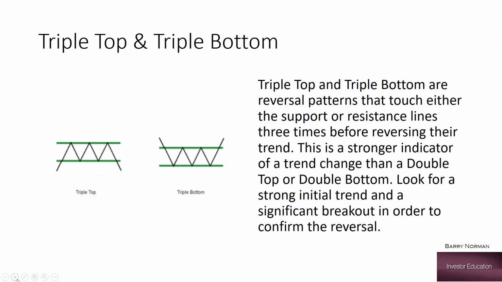Now, double tops and double bottoms are very, very common. Most traders notice them, but they don't trade from them because they do occur so often. But a triple top and a triple bottom become very rare. They are very rare happenings when you can actually see them truly develop. So when they do, they are very strong indicators. Okay? And they're much stronger than the double top and the double bottom.